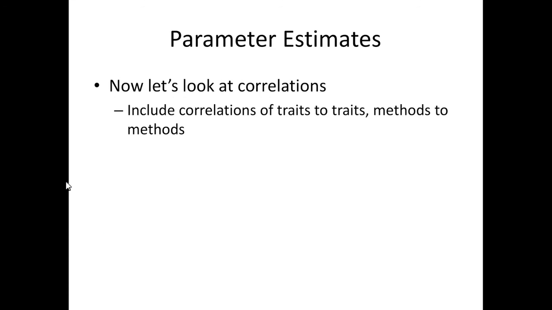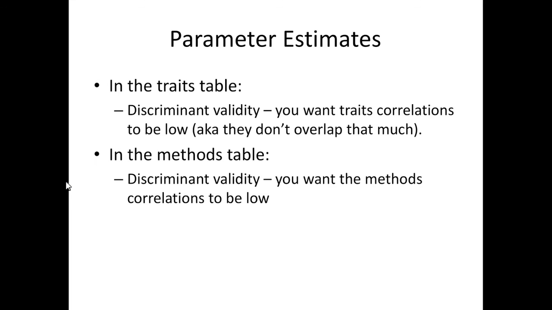The other thing we can look at is correlations. So we're looking at those correlations for traits to traits and methods to methods. We've kind of tested this a little bit already, but especially if that Model 1 to Model 4 comparison was significant, this could tell you how bad that correlation is. So for both of these, it follows the same rules, discriminant validity, and we want our trait correlations to be kind of low. Now, not 0, because otherwise why are these traits on the same scale?